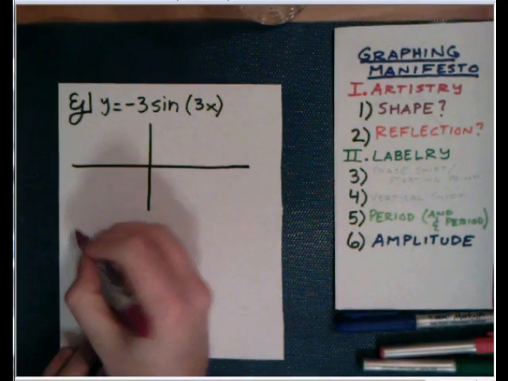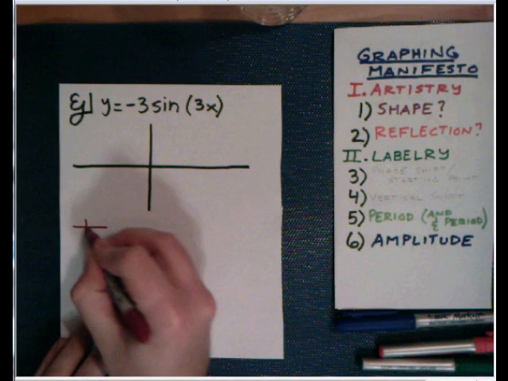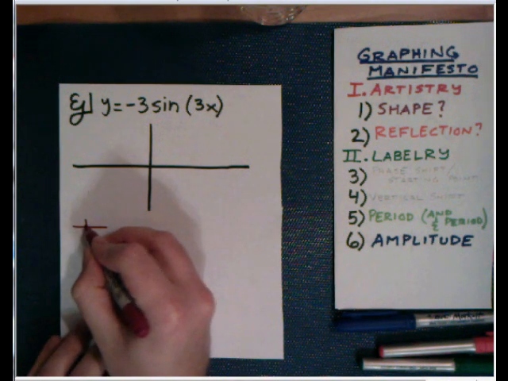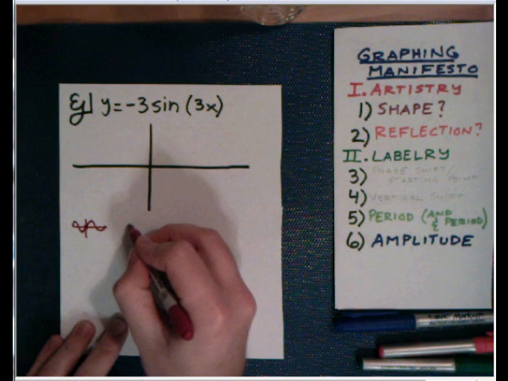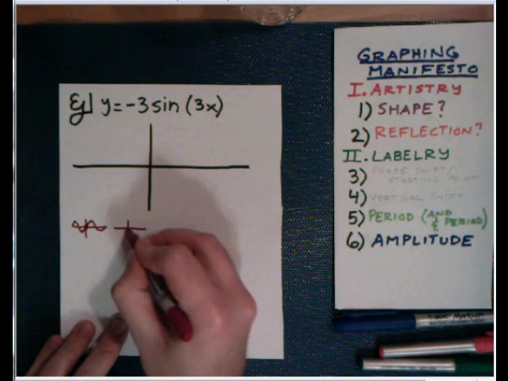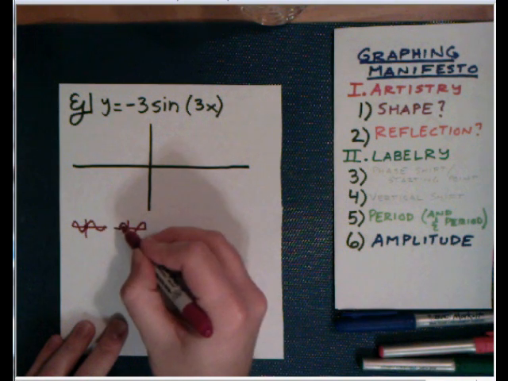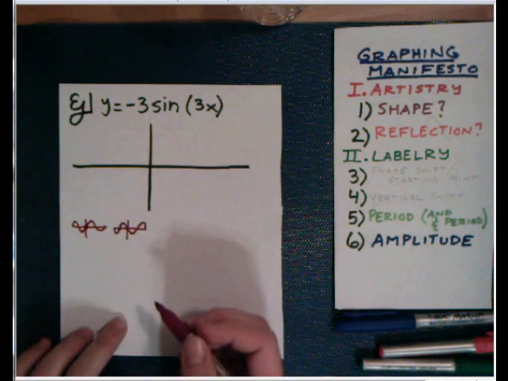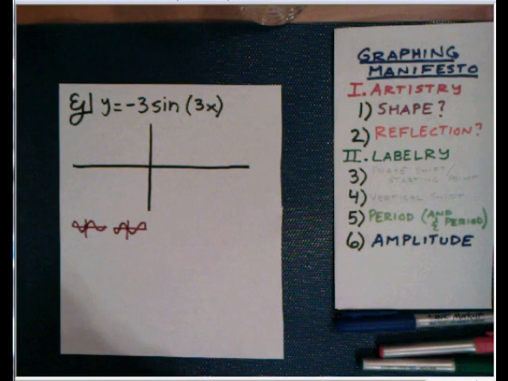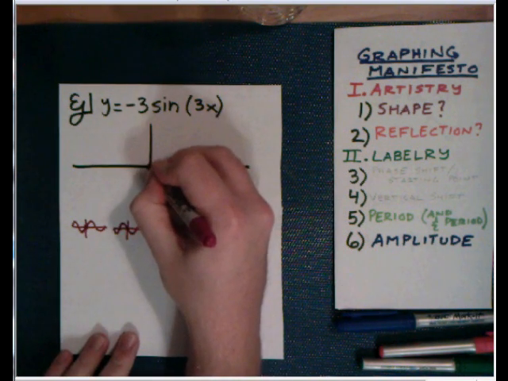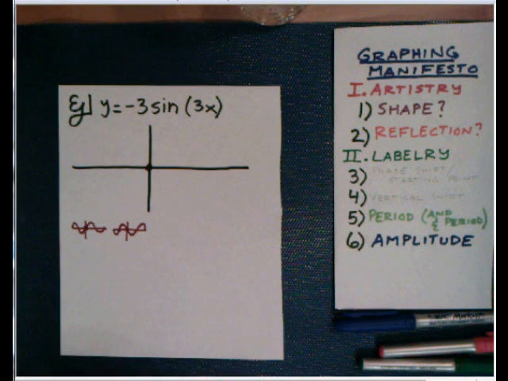So, if we're thinking shape, our sine curves always go through the origin. So it's going to go through the origin and go like this, or if it's negative, it'll go like this. Did I do that right? Okay. So we've got the shape. It's going to go through the origin, so that'll be good. In fact, I can label that point right now. Okay, there's my origin.